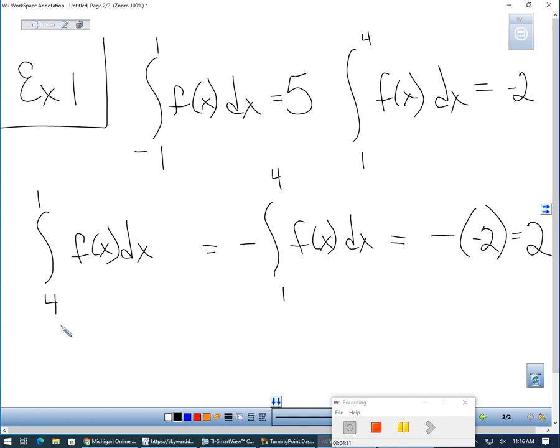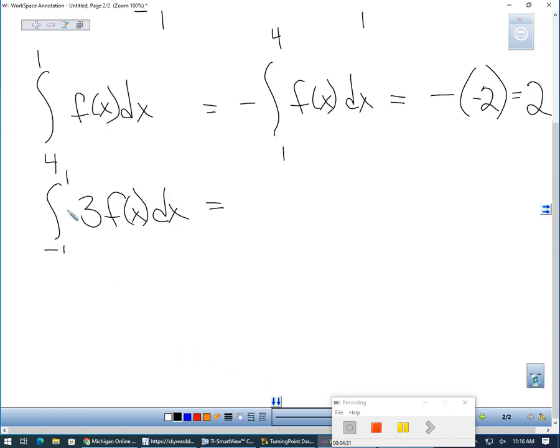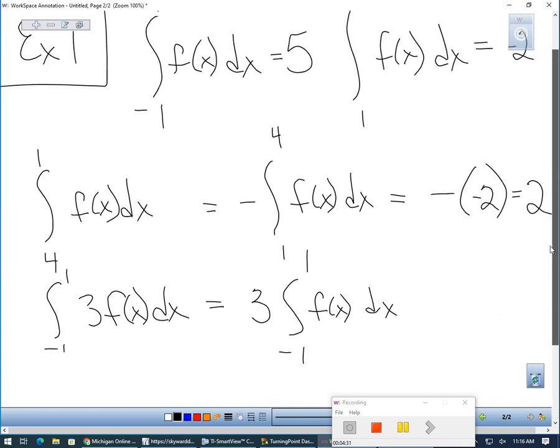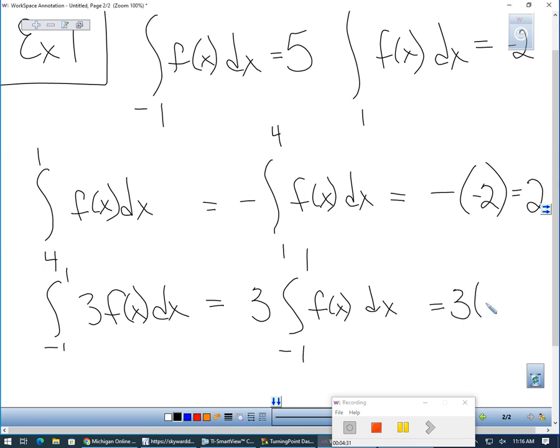What if I had the integral from negative 1 to 1 of 3 f of x dx? When I have a constant before the f of x, I can move that to the front, right? So I can write this as 3 times the integral from negative 1 to 1 of f of x dx. And this integral of f of x dx, we said, equals 5. So this actually equals 3 times 5, or 15.